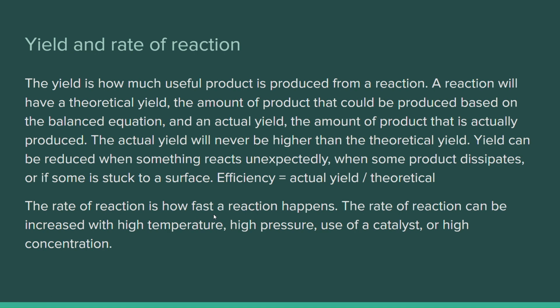The rate of reaction is how fast a reaction happens. The rate of reaction can be increased with high temperature because the particles are moving faster, high pressure because the particles are more condensed, use of a catalyst because then there's less activation energy needed, or high concentration, so there's more actual particles.